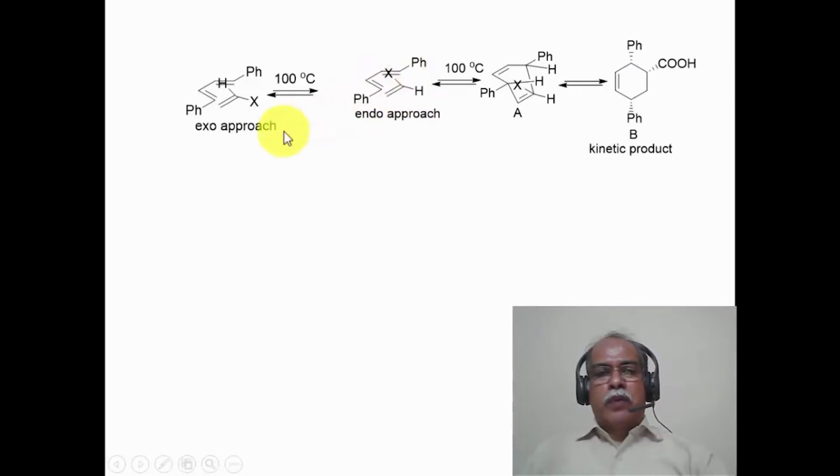This can now approach in an exo manner. The endo approach gives this product. This should be product A, not product B. There is a mistake that I want to point out. It should be A here because this is all cis. This is also all cis.